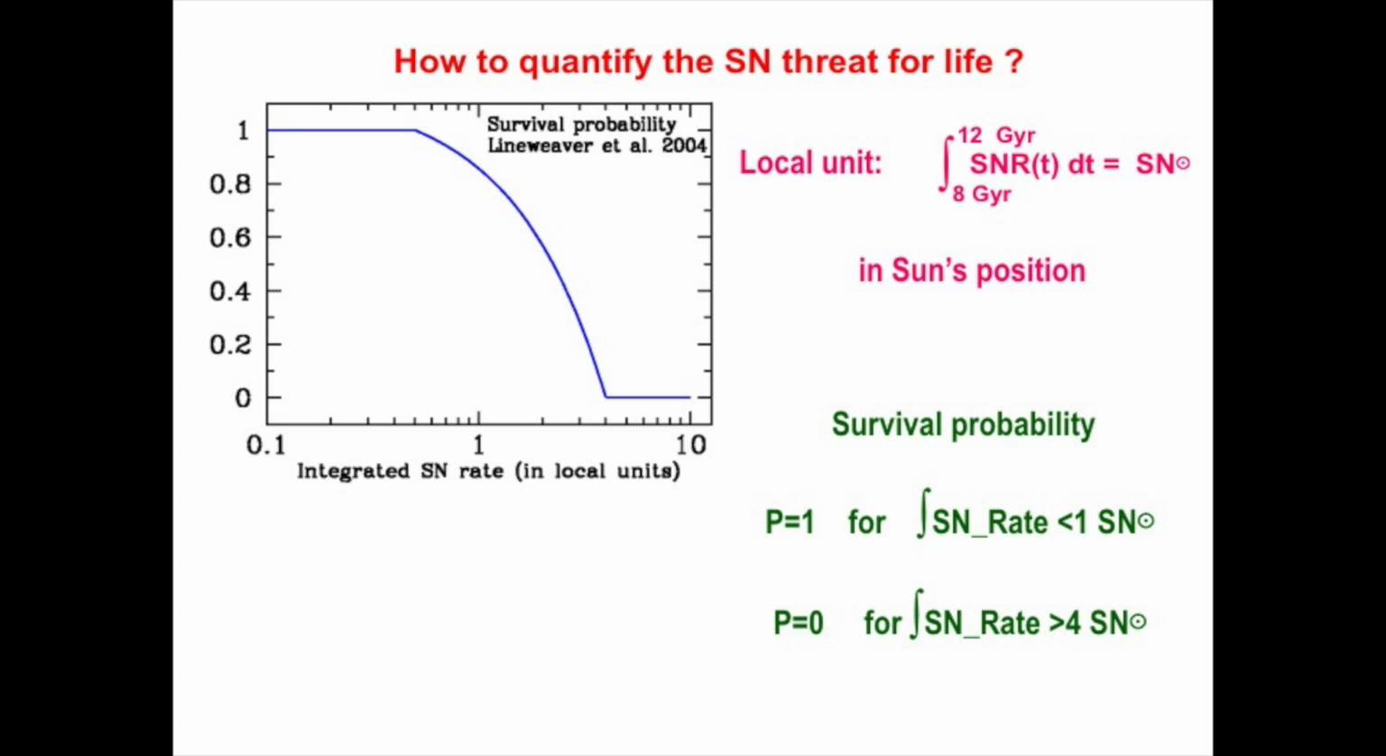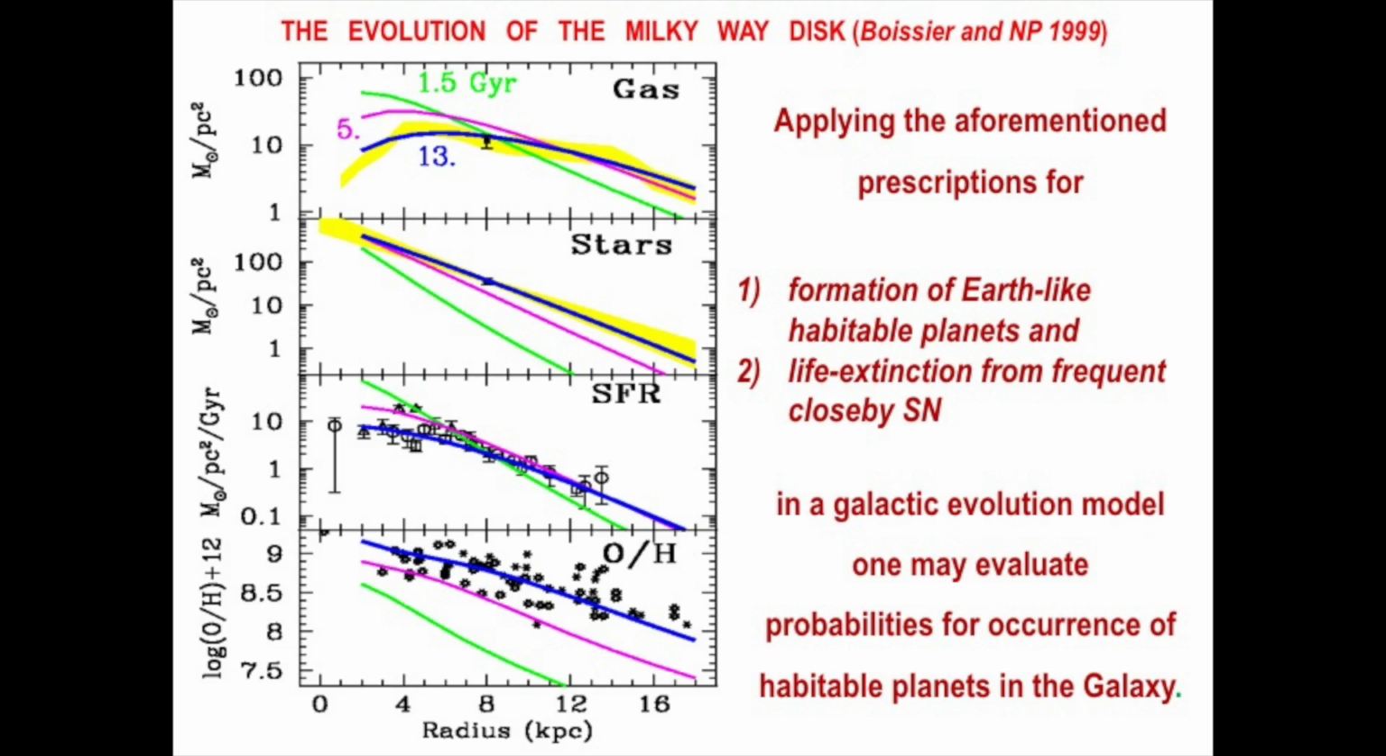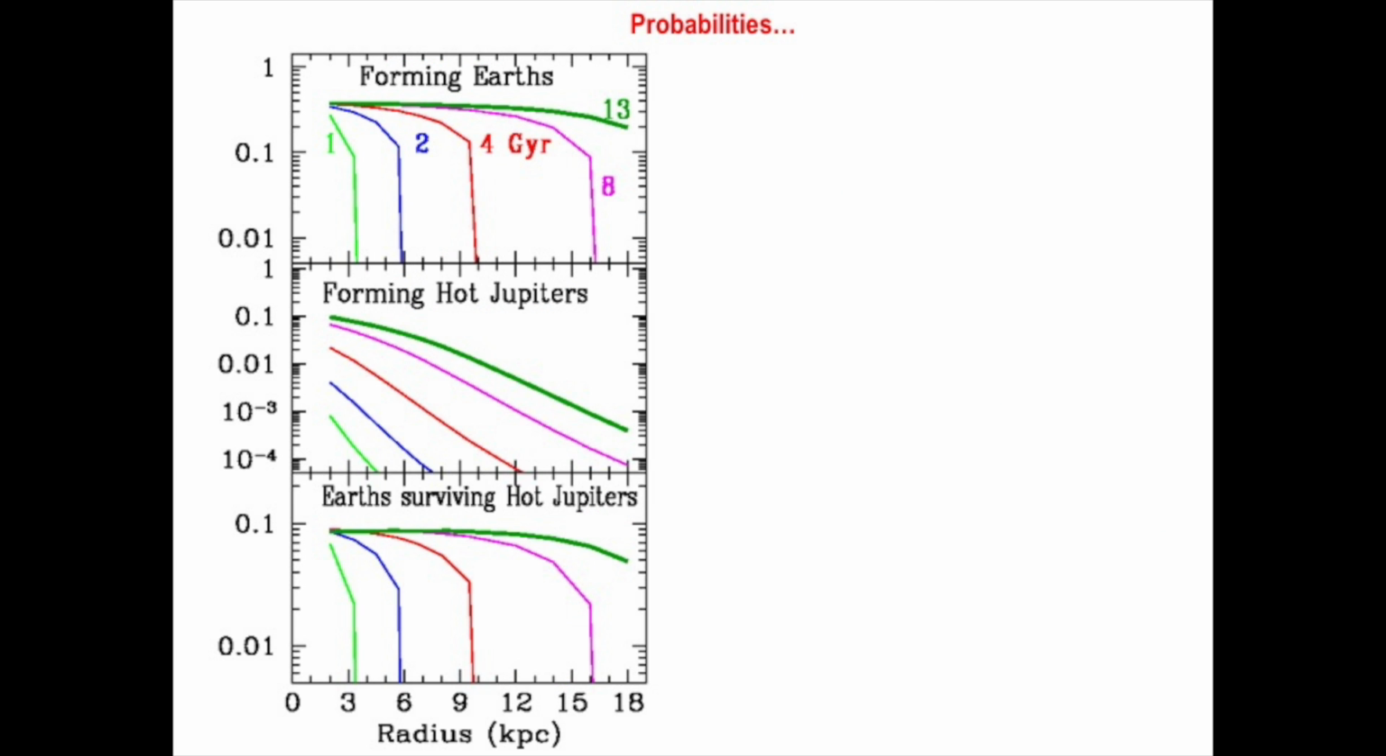And then if you have a model of galactic evolution, the one that I have seen before, you can apply this and look at how the various factors evolve with time. Again, as a function of the radius from the galactic center, the probability of forming Earths after 1 billion years, 2 billion, 4 billion, 8 billion years, 13 today. Today there are a lot of metals everywhere, you can form Earths. The probability of forming hot Jupiters depends much more on metallicity, okay? For Earth-like planets it's more or less independent of metallicity, but for Jupiters it is dependent on metallicity.